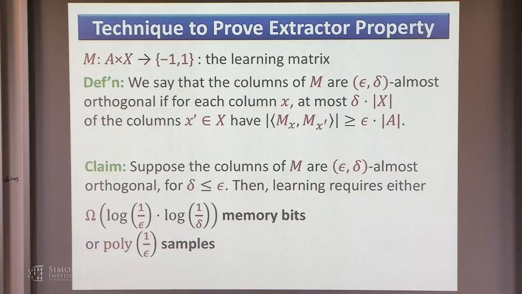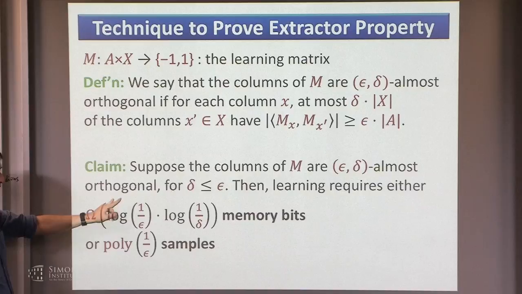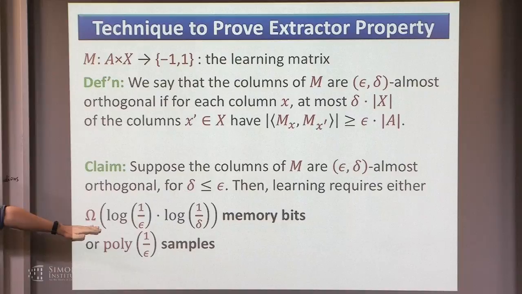We can show it for low degree polynomials and sparse variants and so on and so forth. And that's how we get the result. And the result is this: if you have a matrix which has epsilon-delta almost orthogonal columns, then learning requires either log 1 over epsilon times log 1 over delta memory bits, or poly 1 over epsilon number of samples. And basically, for let's say parity learning, you can prove it with epsilon and delta which are exponentially small enough.